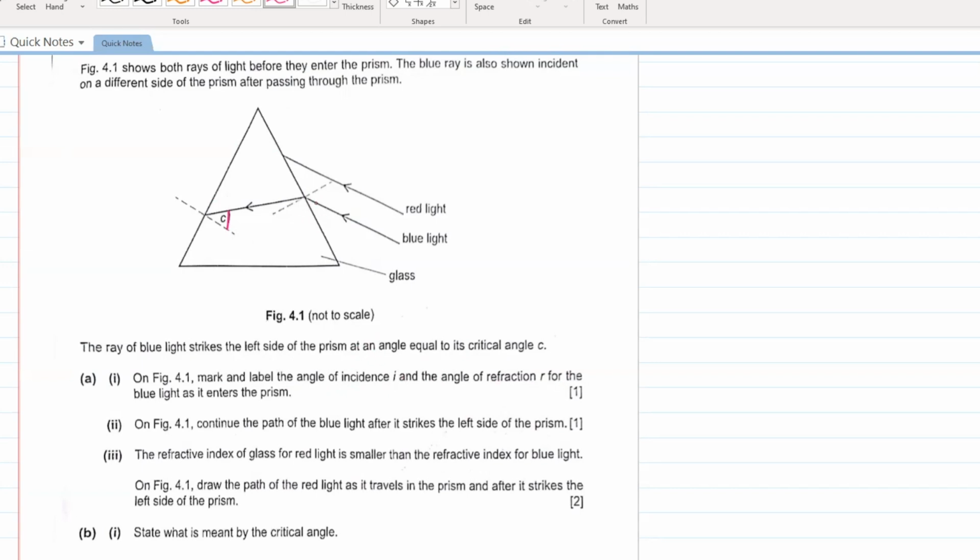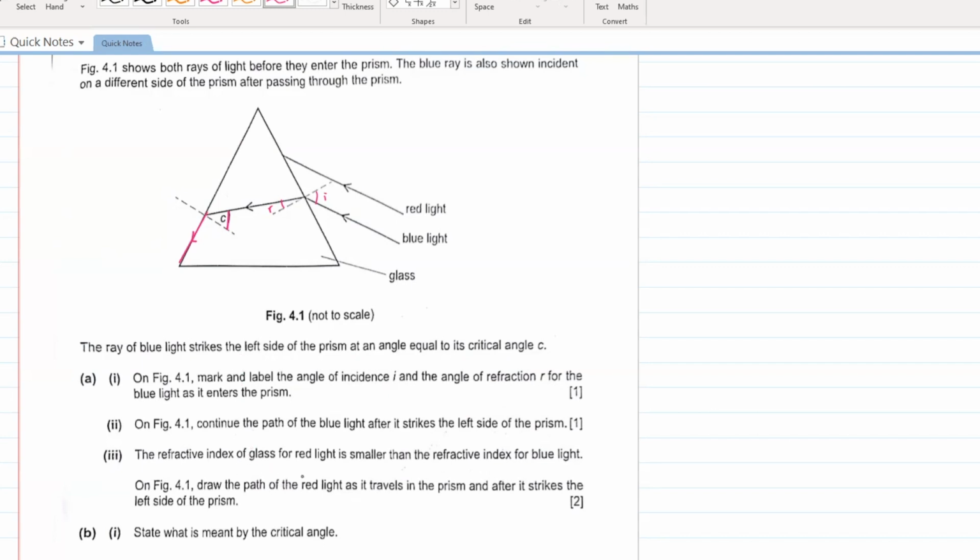Angle of incidence is the angle between the incident ray and the normal, and angle of refraction is the angle between the normal and the refracted ray. On figure 4.1, continue the path of the blue light after it strikes the left side of the prism. If this is the critical angle, the light will start to travel along the surface like this. Actually, one thing that you shouldn't learn from me is drawing. Literally, even the simplest of drawings tease me. So, this is your path.